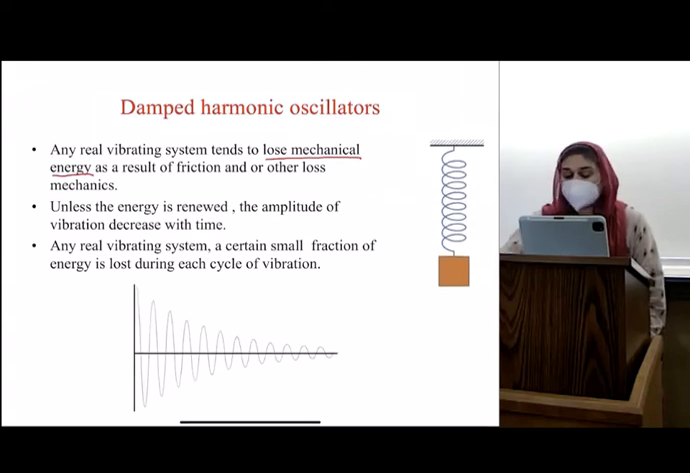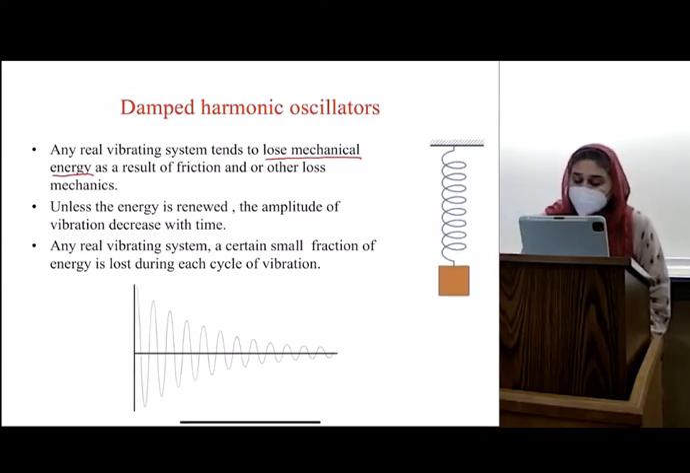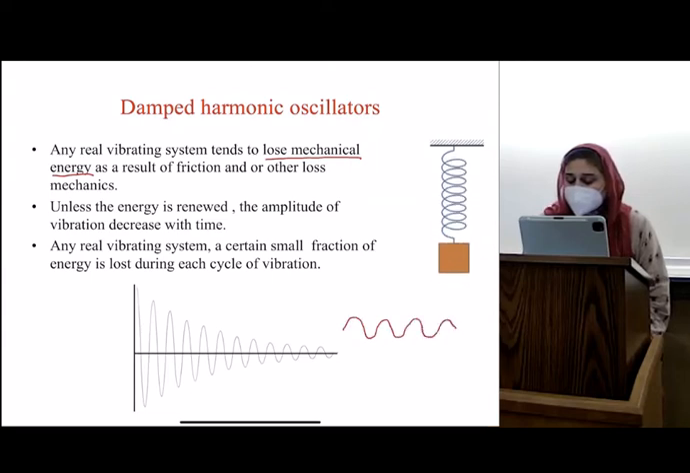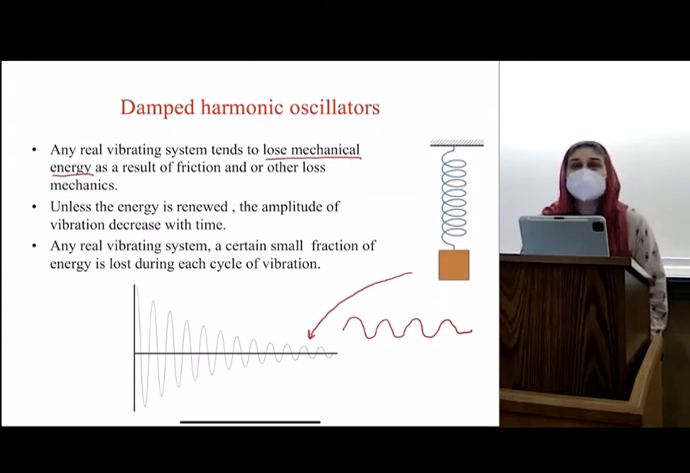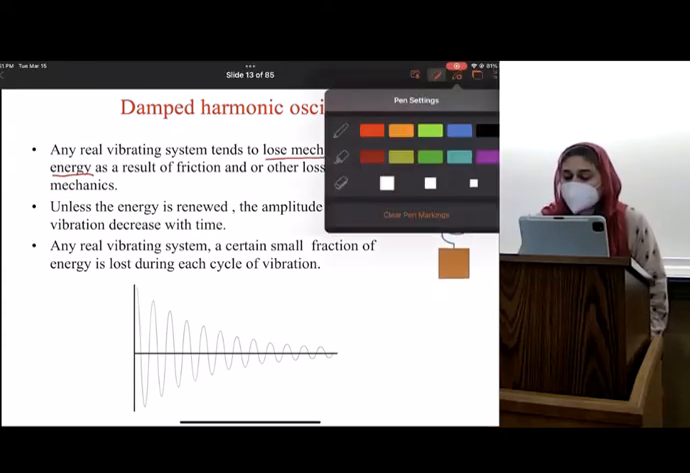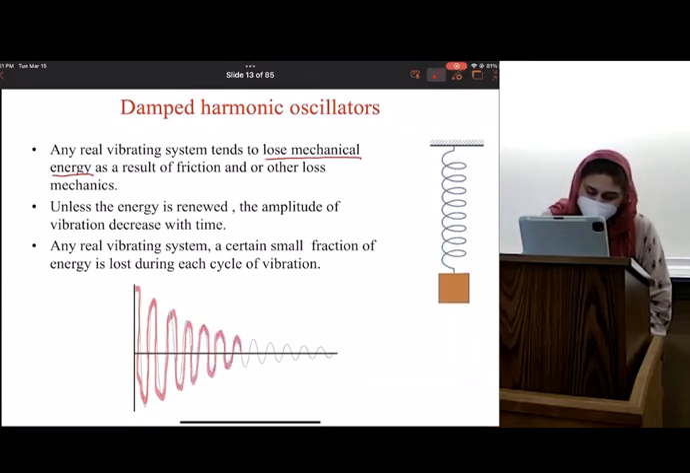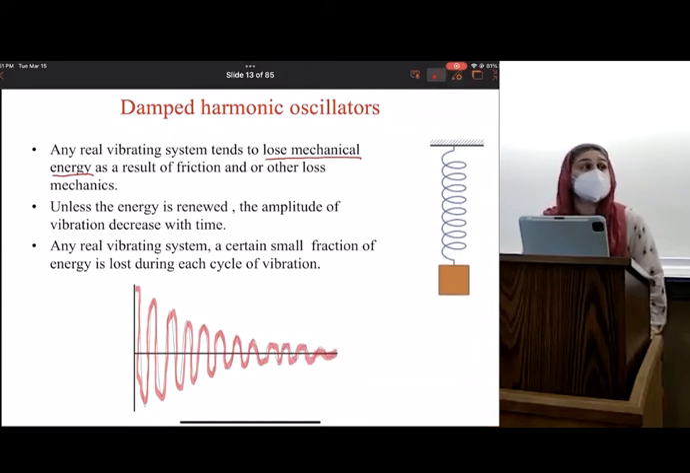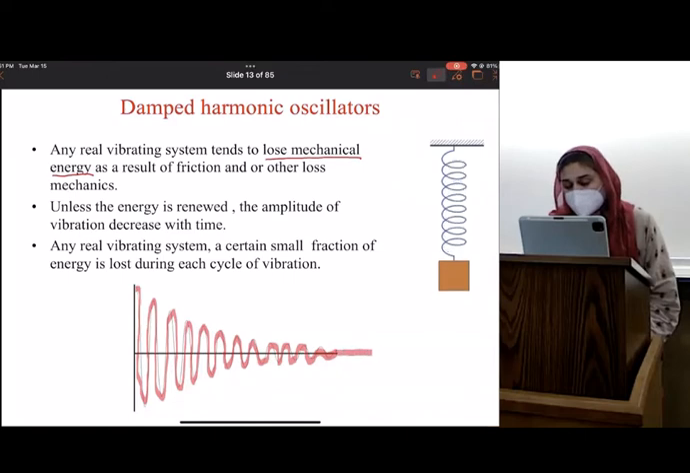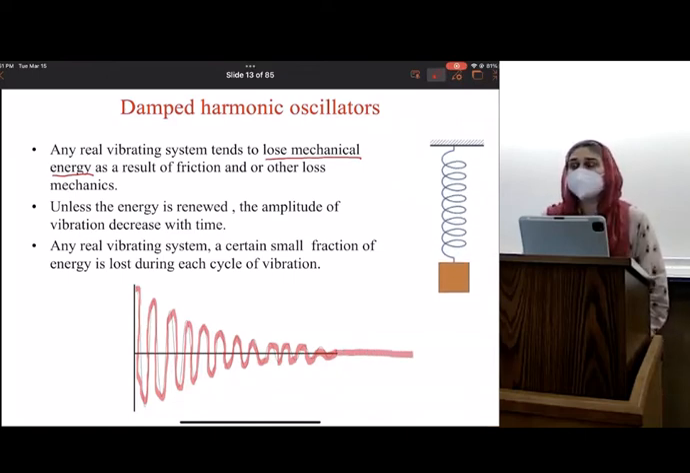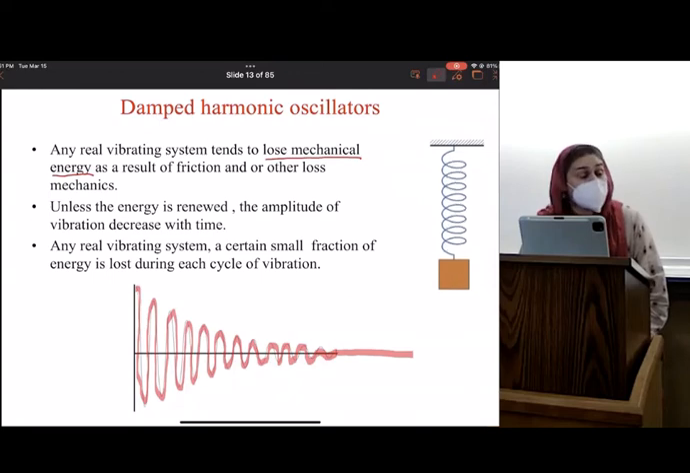So the sine curve, do you remember the sine curve that we've been drawing? It was always this. This actually corresponds to this kind of a sine curve, where the amplitude decreases as we go forward, until it comes to rest. When it comes to rest, it just becomes that. That is called a damped harmonic oscillator.